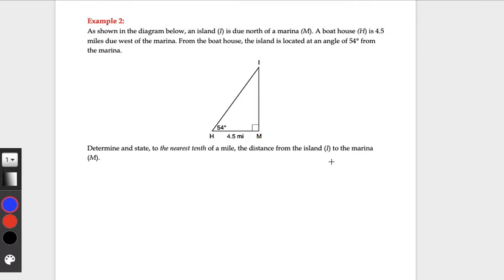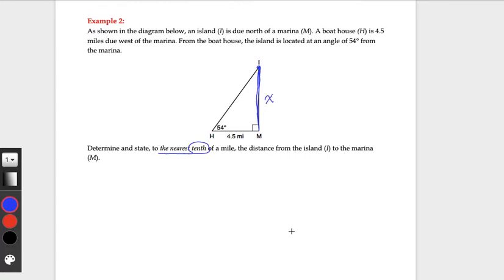So what's the question asking us? Underline the keyword here. First, we need to round it to the nearest tenth. And then we are going to find the distance from the island to the marina M, which is I M here. This is the one we're looking for. So this is what will be labeled X here, right?